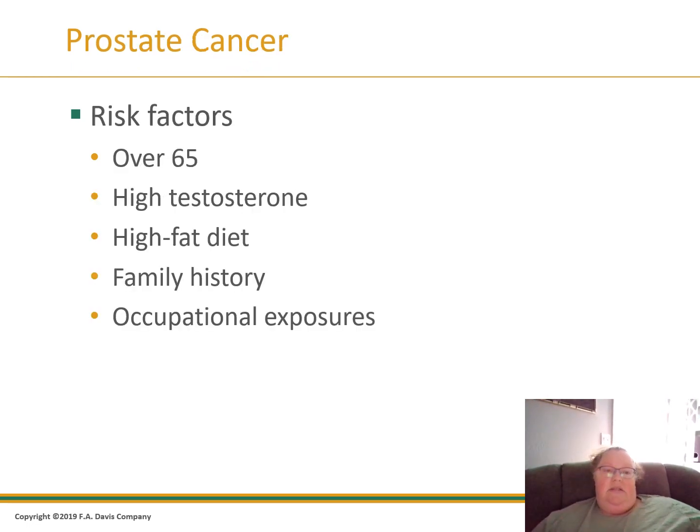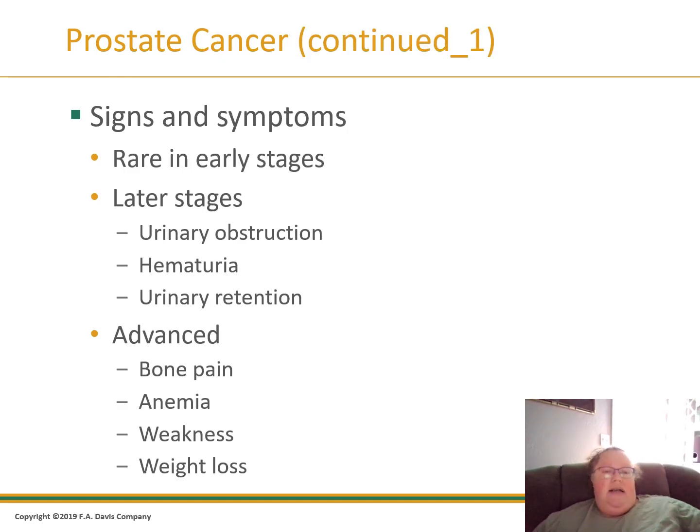So for prostate cancer, risk factors are over the age of 65, high testosterone, high fat diet, family history, and occupational exposures. Signs and symptoms are rare in early stages. They usually don't have any signs. But in later stages, there'll be urinary obstruction, hematuria, and urinary retention. Advanced stages are bone pain, anemia, weakness, and weight loss.